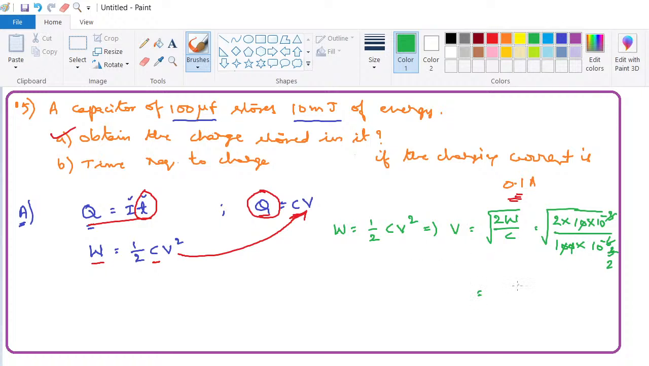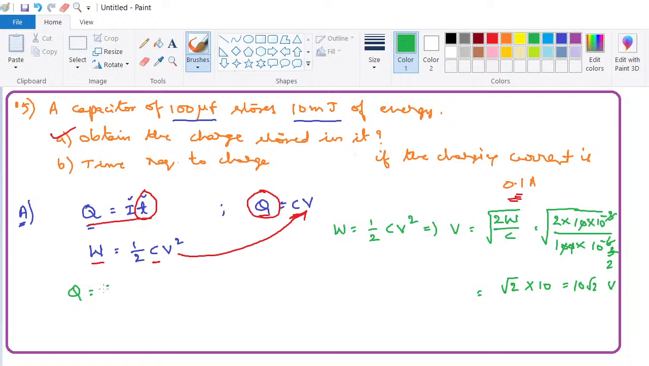So it will be equal to root 2 into 10, which implies it will be 10 root 2 volt. So now I want to know the charge.